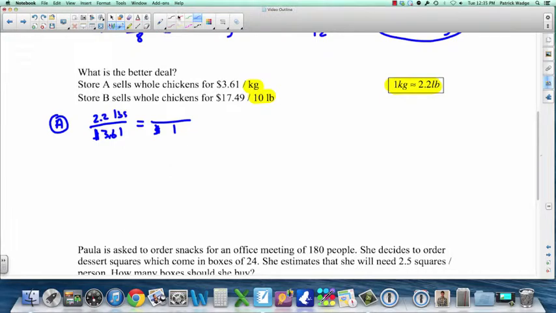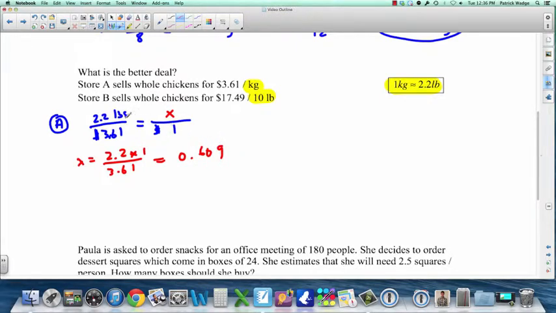In order to do that, what I would do, this is my x, I guess, I'd go x equals 2.2 times 1, and then I'd divide by 3.61. And if you do that, you will get 0.609. Now, what does that mean?